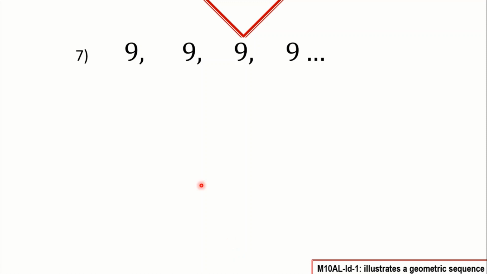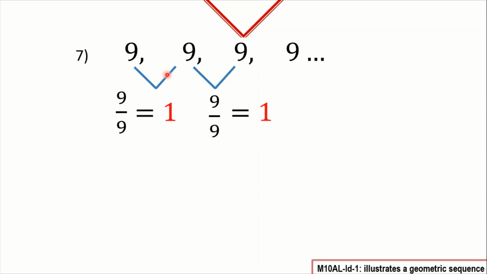Number 7. 9, 9, 9, 9, and so on. Tingnan natin ang ratio. Second by first term, so 9 divided by 9 is 1. Then third term over the second term, 9 over 9 pa rin. So, the answer is 1. Ganun din sa fourth and third term. So, the answer is still 1. So, since ang ratio natin ay 1, pare-pareho, then the given sequence is a geometric sequence wherein the common ratio is positive 1.